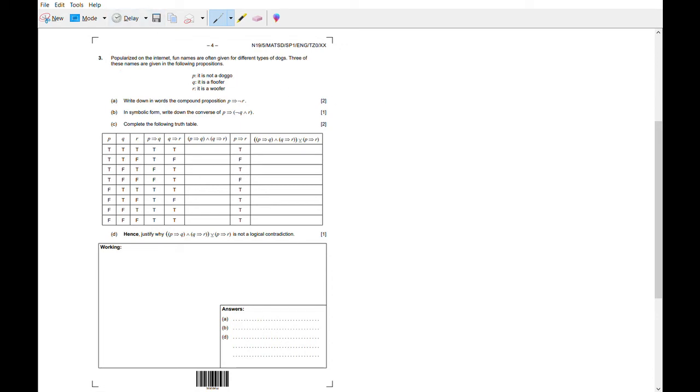Hello everybody, today we're going to be going over a logic problem at the IB Math Studies level. So, they tell us that popularized on the internet, fun names are often given for different types of dogs. 3 of these names are given in the following propositions. So we have P, Q, and R. Part A tells us to write down in words the compound proposition P implies not R, okay?